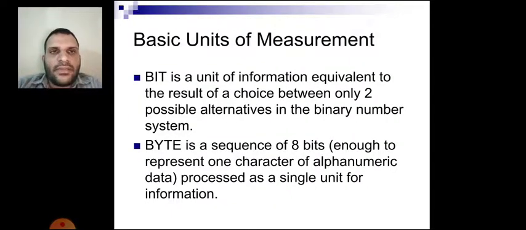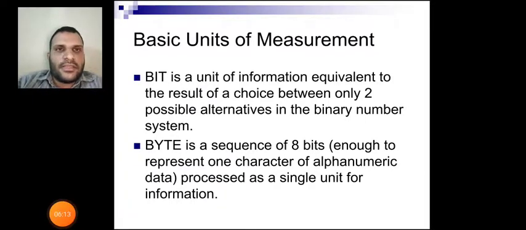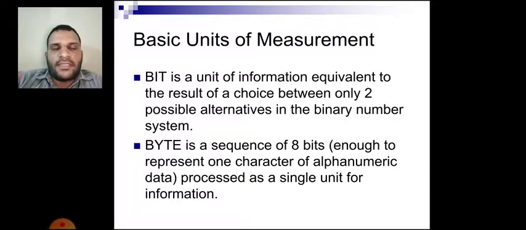Next, the basic unit of measurement. The basic unit of measurement is the bit. A bit is a unit of information equivalent to the result of a choice between only two possible alternatives in the binary system. A bit is a 0 or 1 that represents the off state or on state of the voltage. If voltage flows, there is a presence of voltage, represented as 1. If voltage is absent, it is represented as 0.